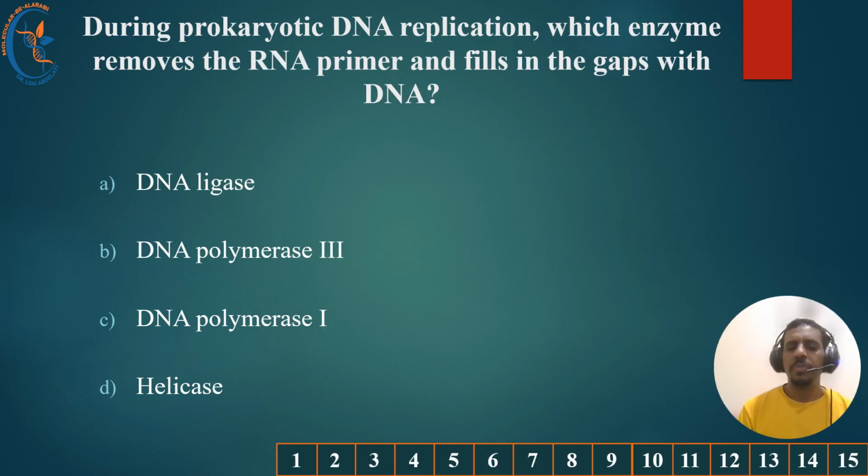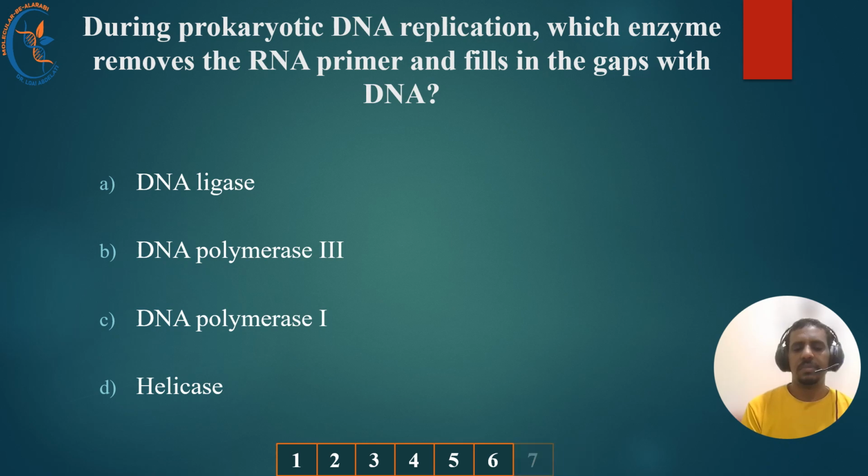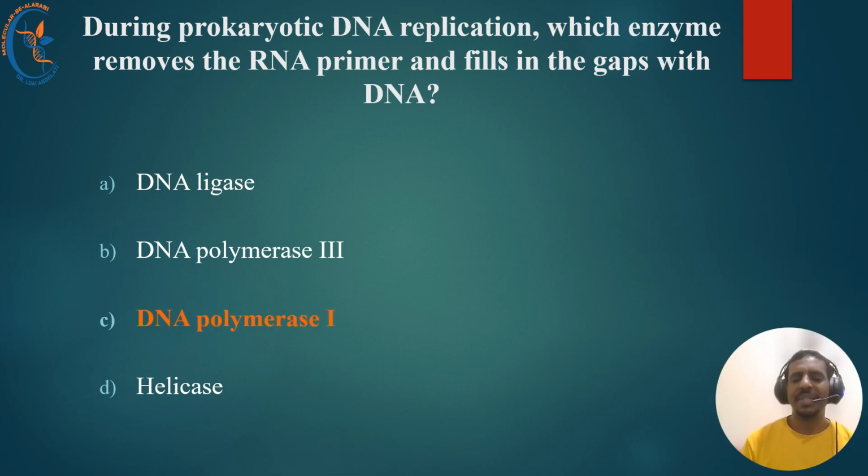All right, during prokaryotic DNA replication, which enzyme removes the RNA primer and fills the gap with DNA? All right, the correct answer is DNA polymerase 1. DNA polymerase 1 removes the RNA primers and replaces them with DNA nucleotides. All right, let's move and see the next question.